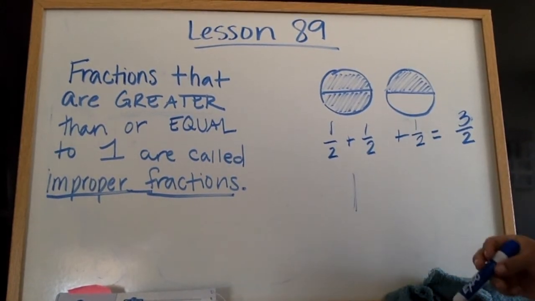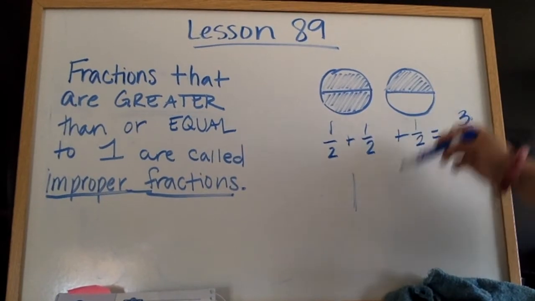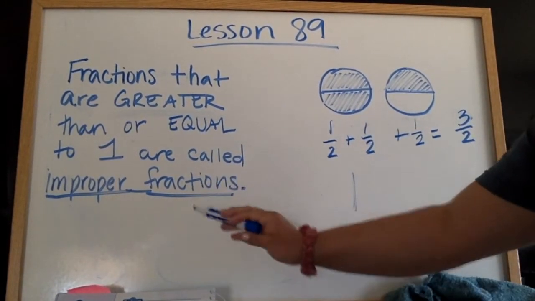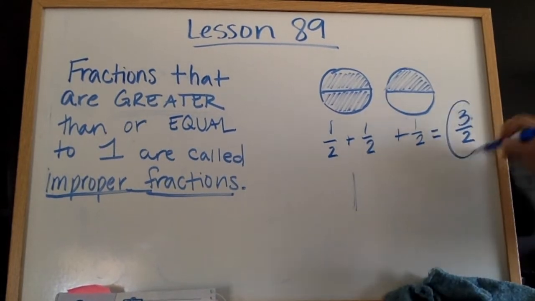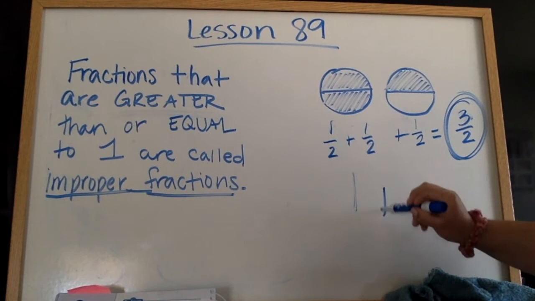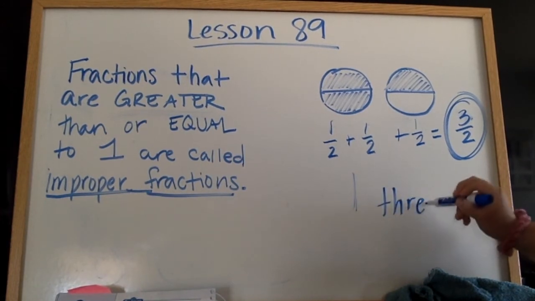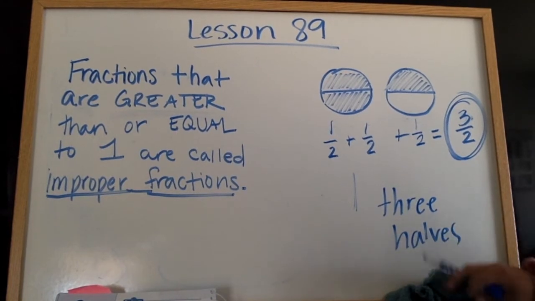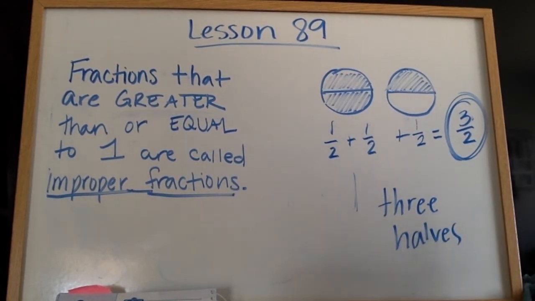Okay, so when you have more than a whole, or even if it's equal to a whole, that's called an improper fraction. Okay, this right here, this 3 halves, I'm going to write it out for you so you know how to say it. 3 halves. That is an improper fraction.